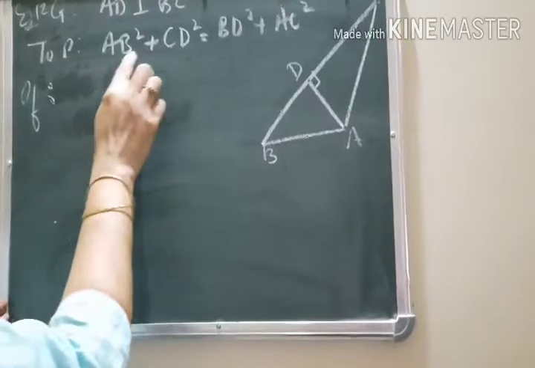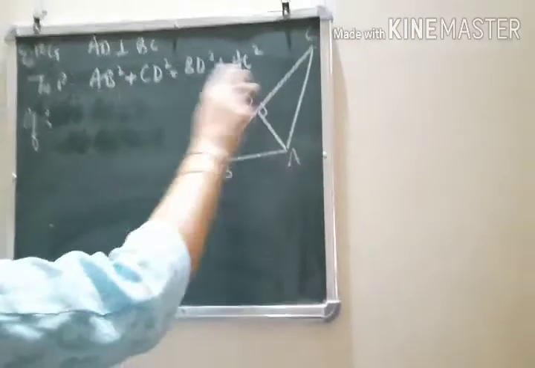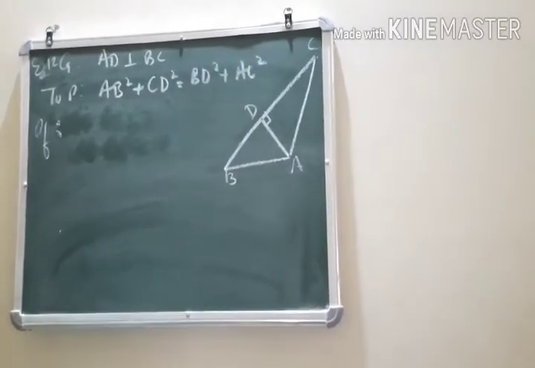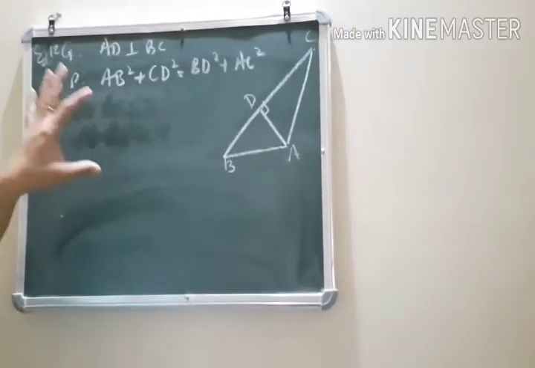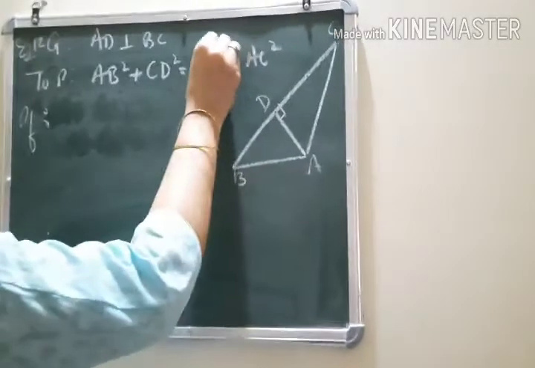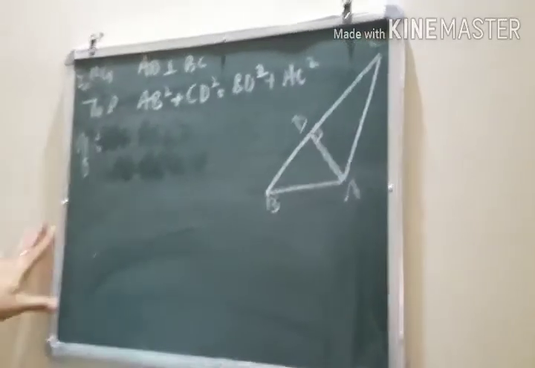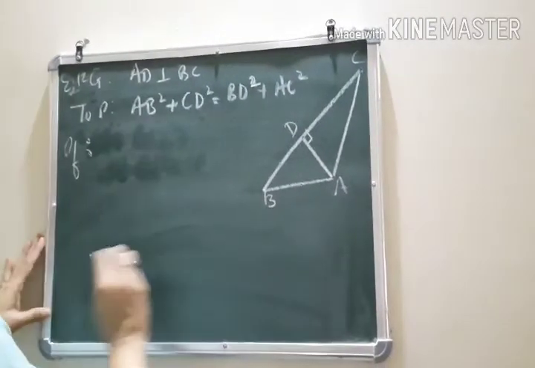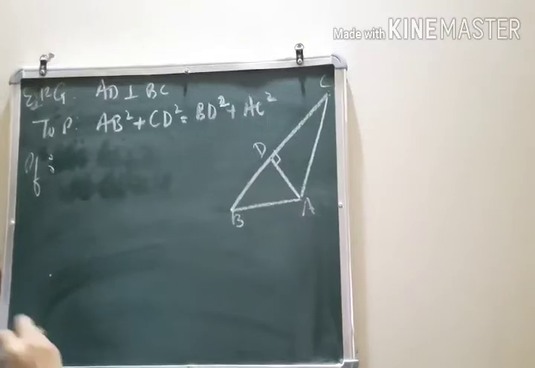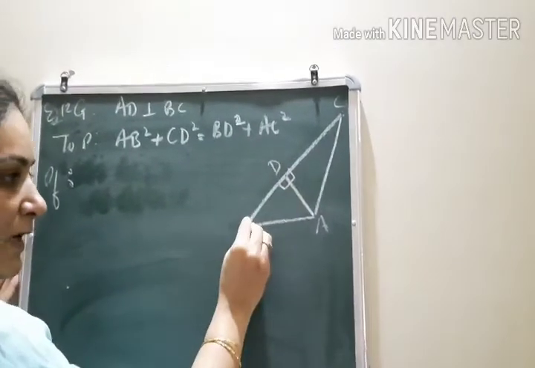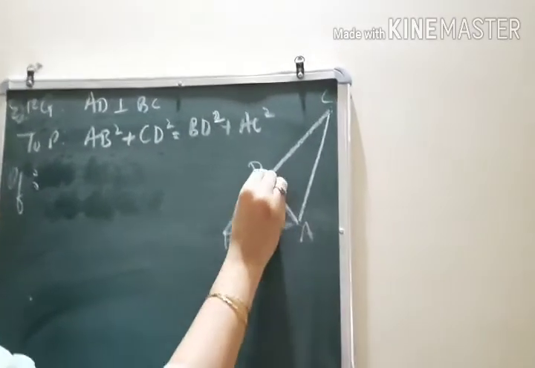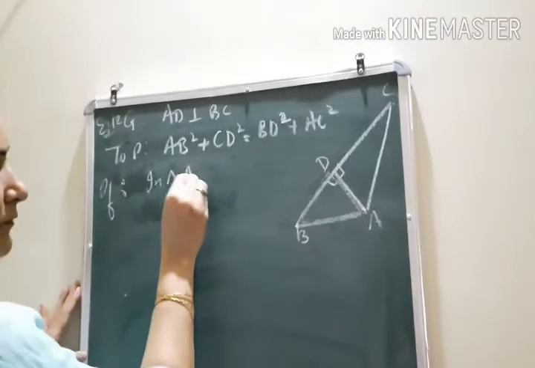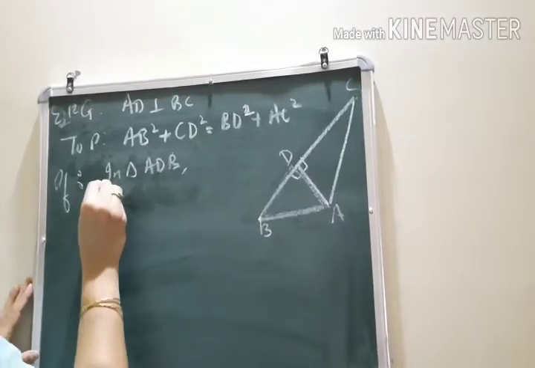Now for proving it, just see that AB square, CD square, BD square, AC square, squares are there in the question and 90 degrees is there in the question. That means Pythagoras theorem will be applied. Whenever there are squares in the question and a 90 degree angle is there in the question, try to apply Pythagoras theorem. Okay. The first thing you need is AB square. Now just see in which triangle you can get AB. This is a right triangle, so AB will be the hypotenuse for this triangle. So we'll take triangle ABD and apply Pythagoras.